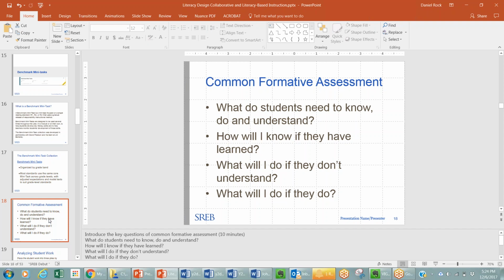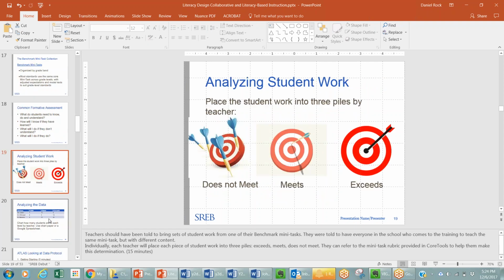So what I'm going to ask the teachers to do here is take their class set and separate it into 3 piles individually. Does not meet, meets, exceeds. I just think that's the coolest visual, but I was really proud of this one. Anyway, does not meet, meets, exceeds. And they're going to just put them in piles.